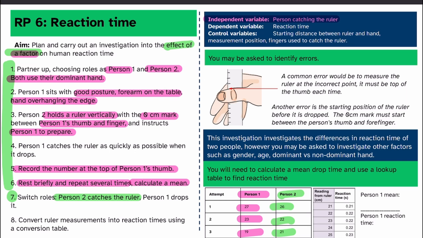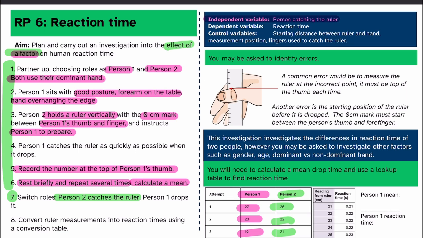We give the first person, the person who's done the catching, we give them a drink of Coke, all right? Or we give them a drink of non-caffeinated Coke sometimes. And then what you can see is you can investigate whether or not caffeine affects reaction time. And we're actually going to have a look at that question. But the exams love to ask about caffeine and its effect on reaction time.